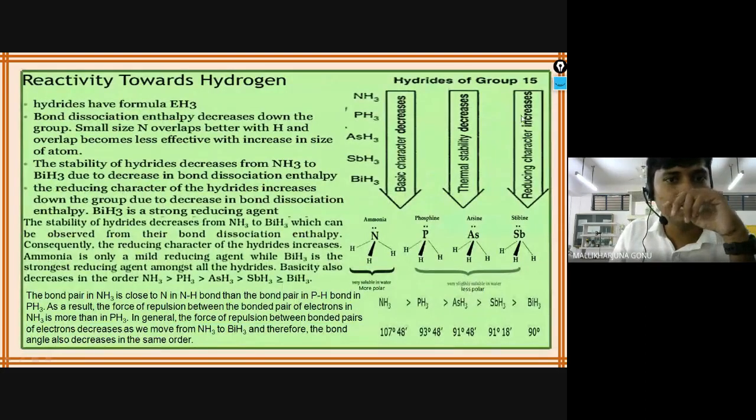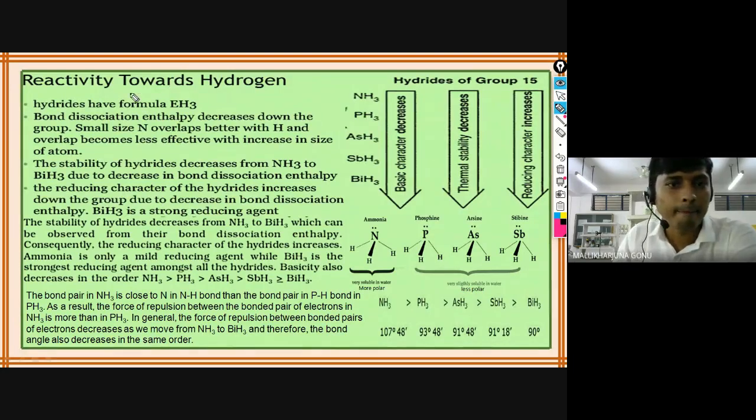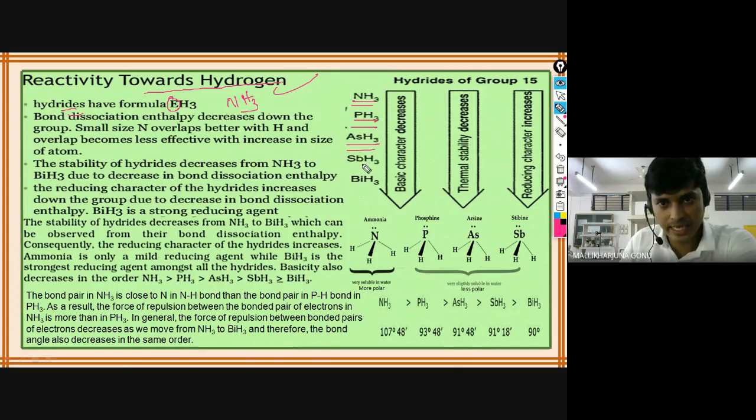Now we are going to the reactivity towards hydrogen. What happens when they form the hydrides? Here E stands for the central element, so it is NH3, PH3. All these are the hydrides of 15th group elements.